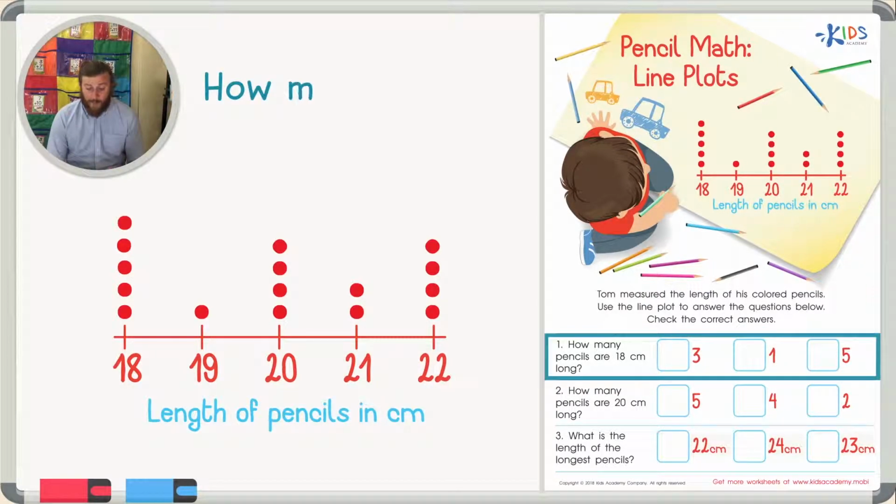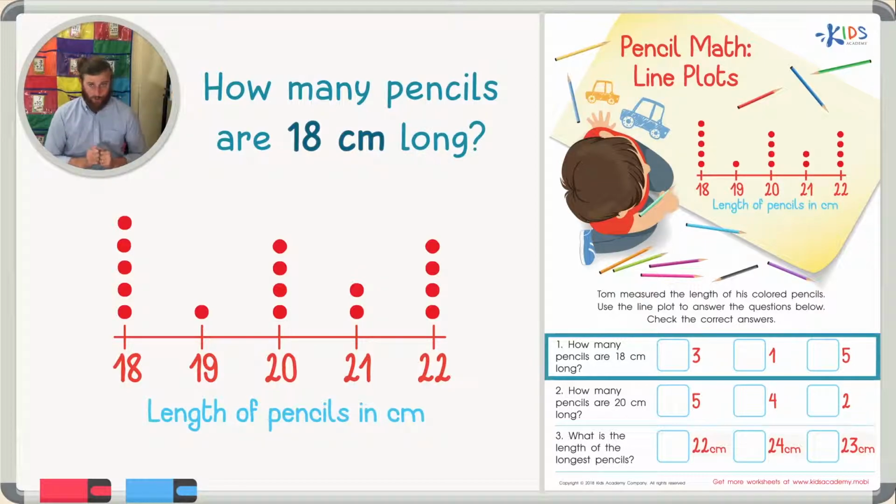Number 1 says, how many pencils are 18 centimeters long? Okay, so we're going to go right to the number 18, and we're lucky it's our first number. Now, I remember when we learned about line plots, we learned that each dot, or each X, really represents just one. So in this case, each dot just represents one colored pencil. So, to figure out how many pencils are 18 centimeters long, we just have to count the dots that are above 18. Let's count them together. There are 1, 2, 3, 4, 5 dots, meaning that there are 5 pencils that are 18 centimeters long. Let's go ahead and check 5.